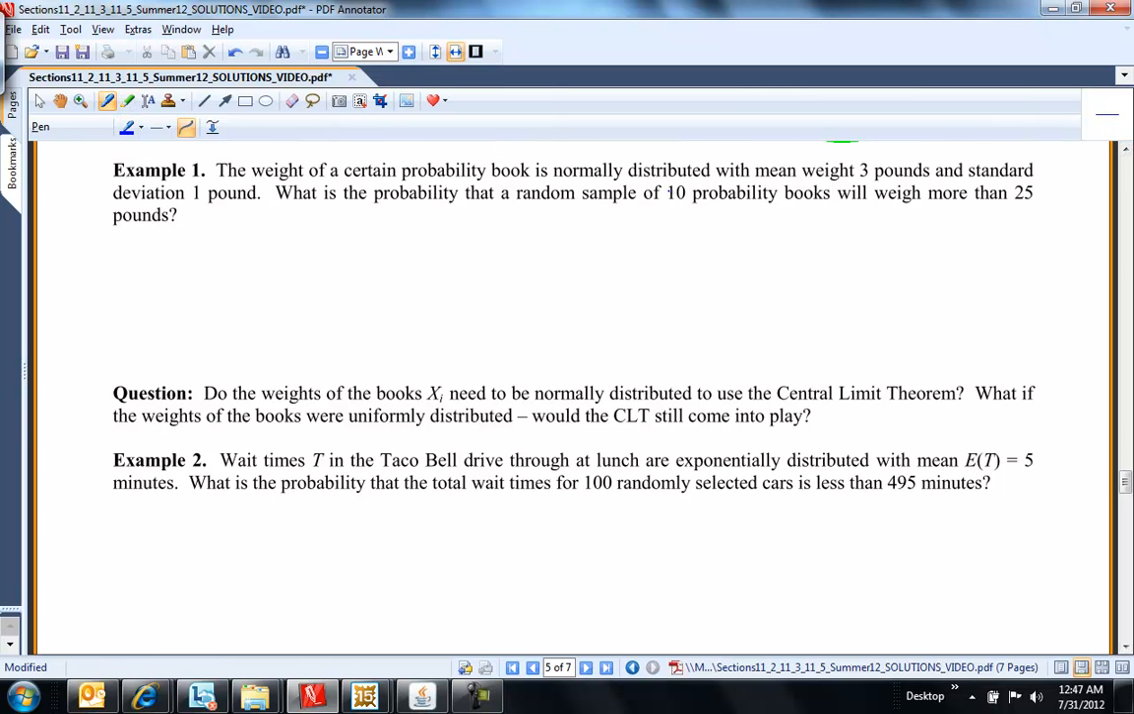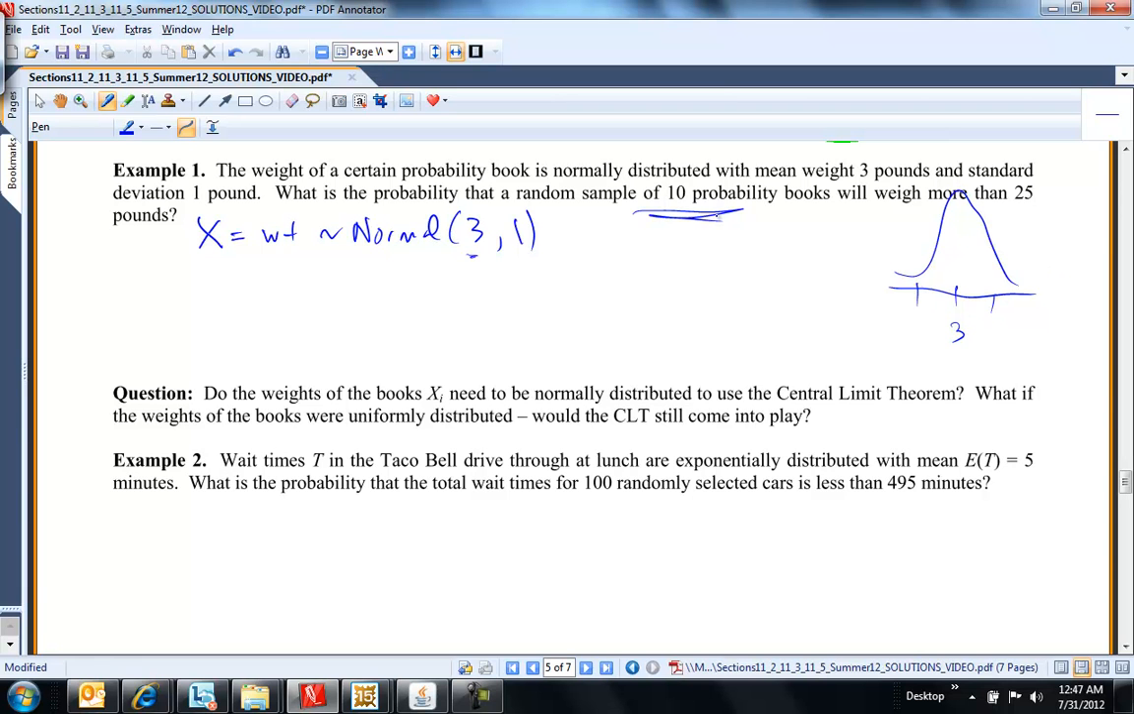The weight of a certain probability book is normally distributed, so let's call X the weight, and it's normal with a mean of 3 pounds and a standard deviation of 1 pound. What is the probability that a random sample of 10 probability books will weigh more than 25 pounds? They might not all weigh exactly 3 pounds, so they come from a normal curve. The weights will be somewhere in here, 3 pounds plus or minus a pound.